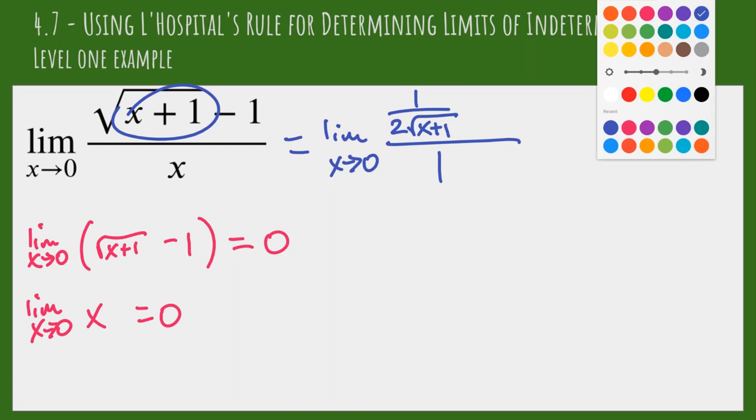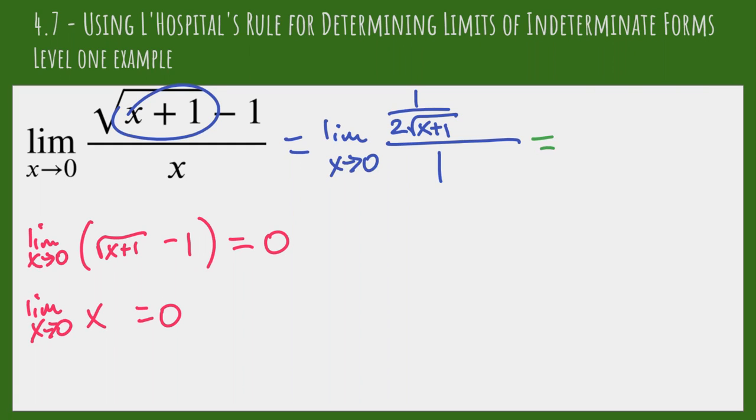And we can try direct substitution at this point. If we plug 0 in for x, we get square root of 1 in the denominator, so this is going to be 1/2. Okay, so again, that's just by putting the 0 in for x, that expression simplifies to 1/2.